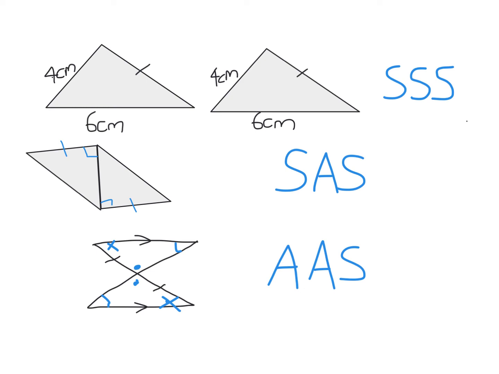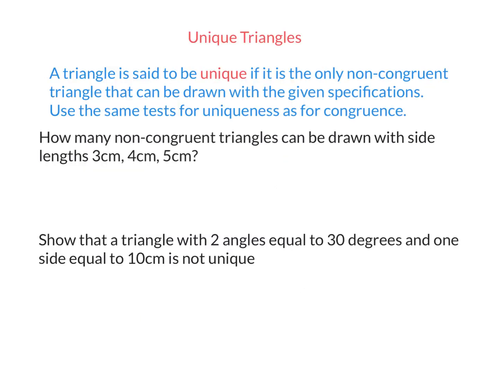All right, let's now look at unique triangles. So unique means one of a kind. We're sort of asking here, if we're given information about a triangle, is it one of a kind? Is there only one triangle that you can draw with those specifications? So let's look at an example to make it clearer. How many non-congruent triangles can be drawn with the side lengths 3, 4, and 5 centimeters? So let's start by drawing one. It turns out if I draw a triangle with those side lengths, it'll look like this.